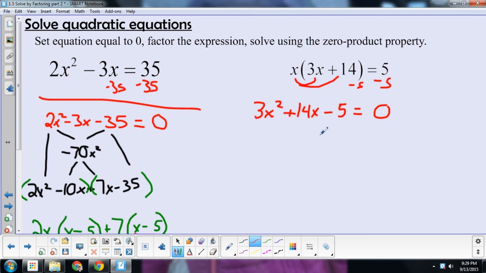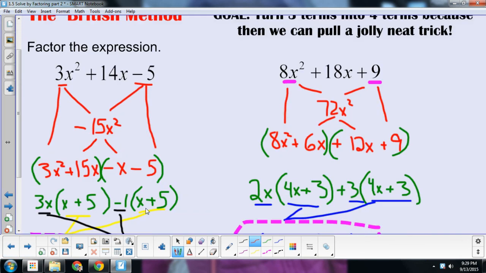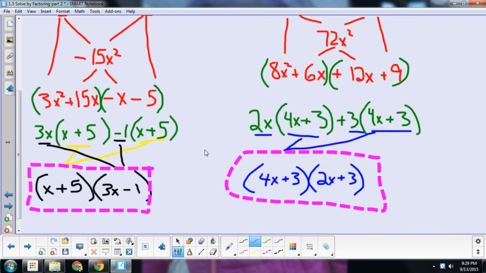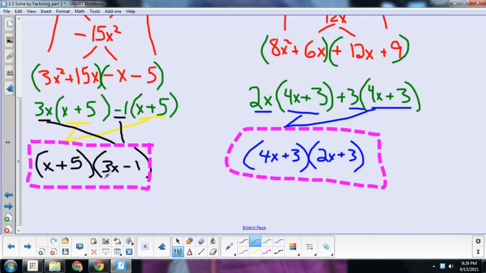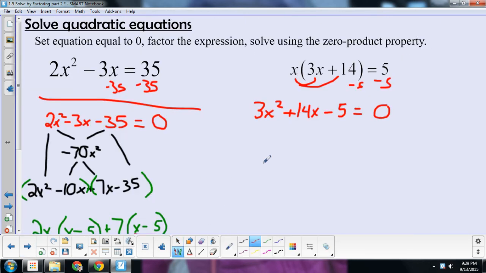Now, I use the British method to solve this, but I've already done that in a previous video. If you remember, this is the exact same expression that we started with just a couple of videos ago. Right here, 3x squared plus 14x minus 5. x plus 5 and 3x minus 1. Let's just copy those. x plus 5, 3x minus 1. Remember that. Those will be our factors. Again, just saving time here. We've already done this one. Just want to show you what the answer is now that it's asking us to solve.